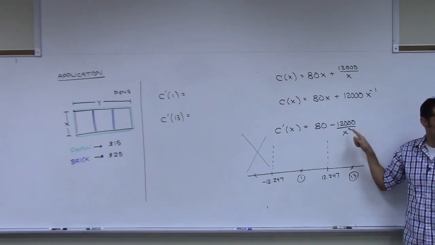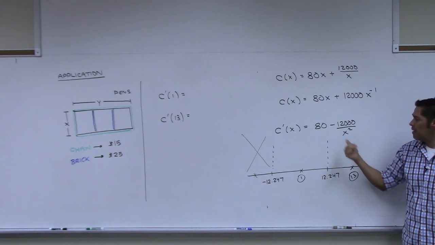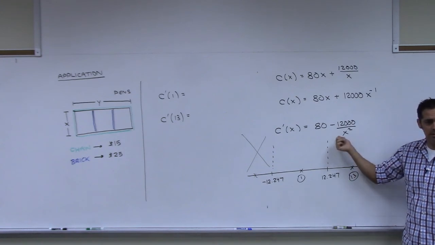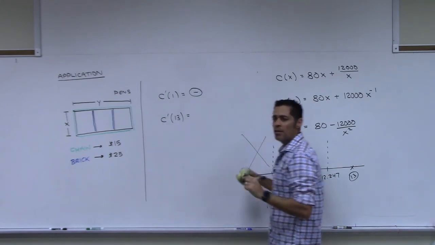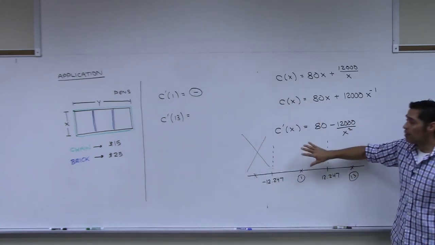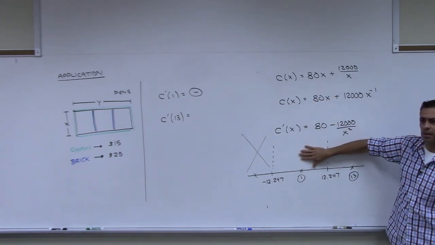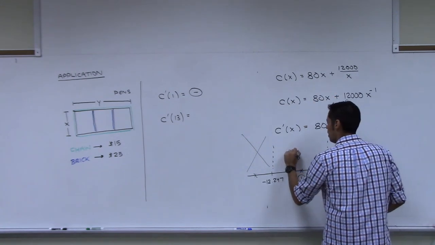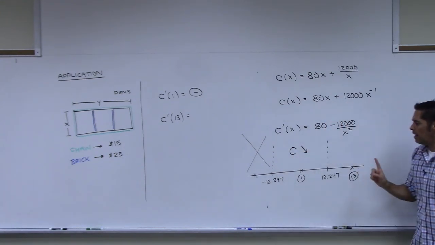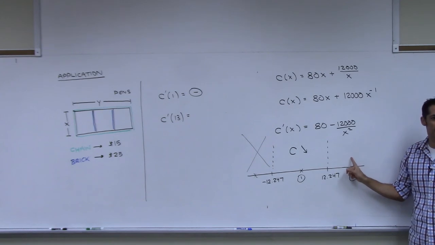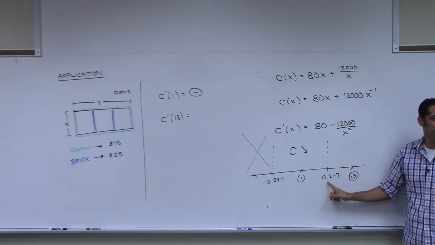All I care about, though, is whether or not it's positive or negative, and this turns out to be negative. Does that make sense? Okay, so this is a negative number. I'm just going to put negative, circle it. What does that tell me about my original cost function in this region? It's going down. And this is starting to look good for us, isn't it? All I need now is to show that this side goes up. And if I show that, then I've shown that I have a local minimum here.